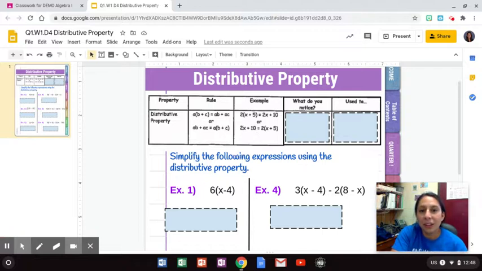Hey guys, today is August 20th and we're working on distributive property. I want you to take a look at the rule and the example that are up here at the top of your notes and see if you can figure out what's going on. Go ahead and pause the video and see if you can notice the pattern.